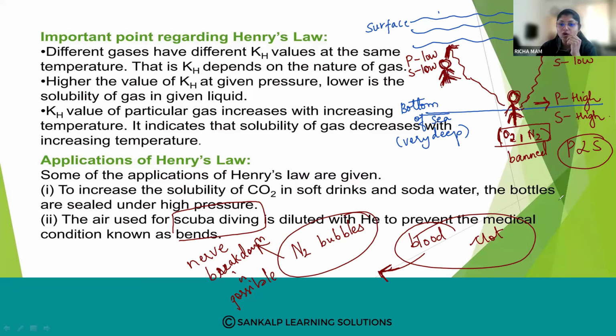So what is done? The cylinder containing oxygen along with helium is used nowadays by the scuba divers, because helium is less soluble as compared to nitrogen. Helium in the bloodstream is less soluble as compared to nitrogen. So we are making use of oxygen plus helium. As you know, in deep sea, the pressure will be high. When the person is present deep inside the sea, the pressure will be high as compared to that at the surface of the sea.